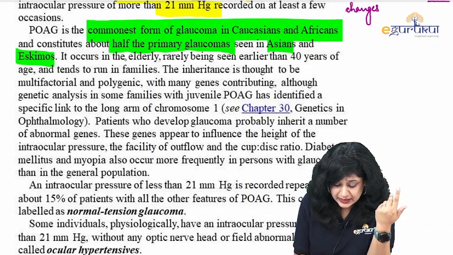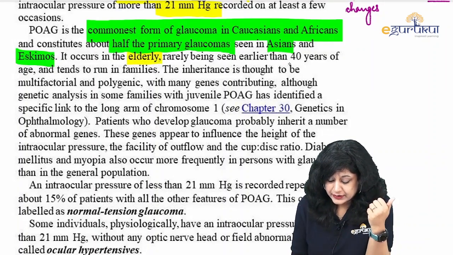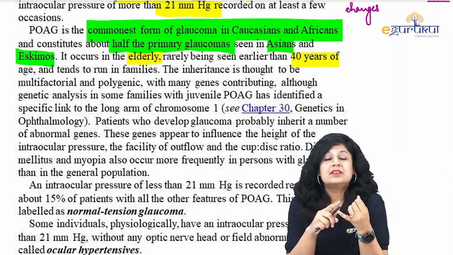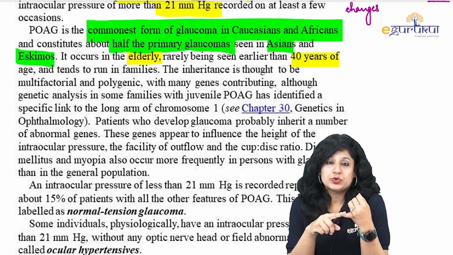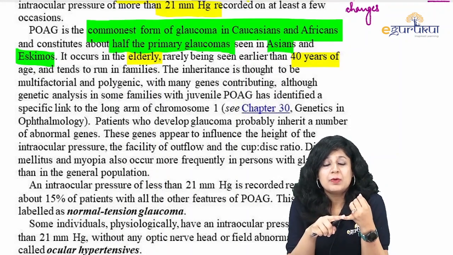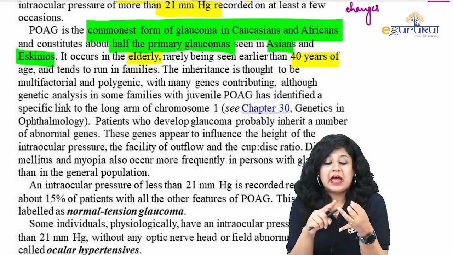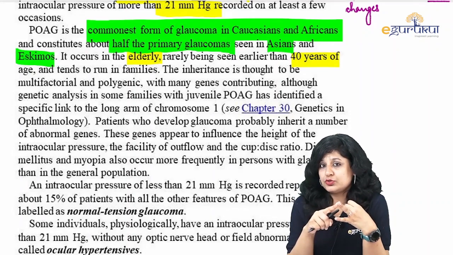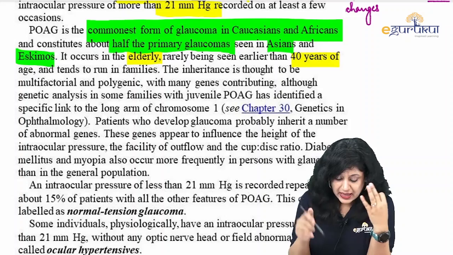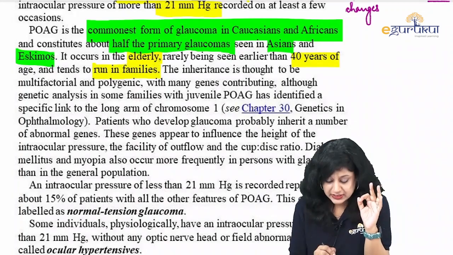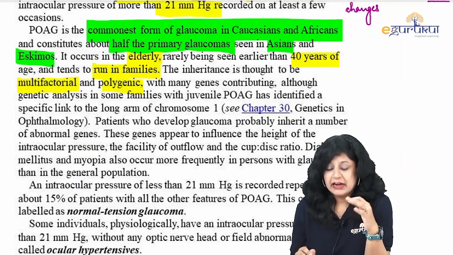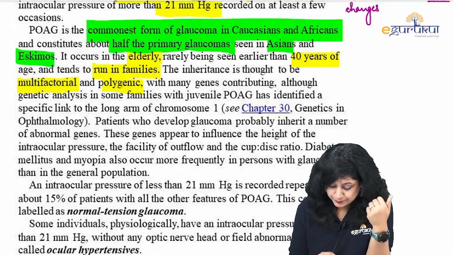Then it is occurring in elderly people and is rarely seen earlier than 40 years of age. So that means now they have lowered the age also. A patient having glaucoma will be an elderly patient, and it's very unlikely that the age will be less than 40. So more than 40 we can expect it, and then it runs in families. It is hereditary, inheritance is multifactorial, polygenic, and we'll talk about the genes which are contributing.